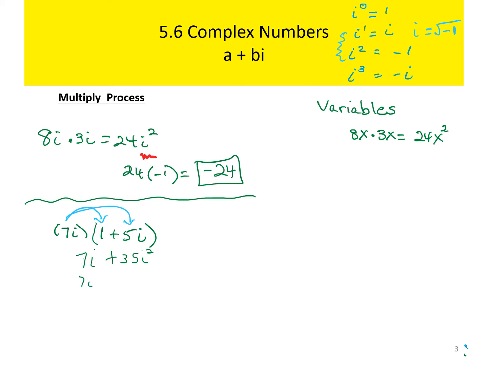i squared equals -1. So you're going to get 7i plus the 35 times the -1, and we have 7i minus the 35. Now, is this in the right format, a plus bi? Well, it doesn't look it to me, so we have to switch it to be -35 plus the 7i. Now, make sure you remember, if this is a -35, then it's a -35 here. Keep the sign with the numbers.